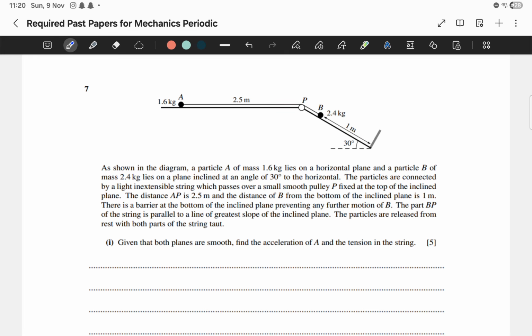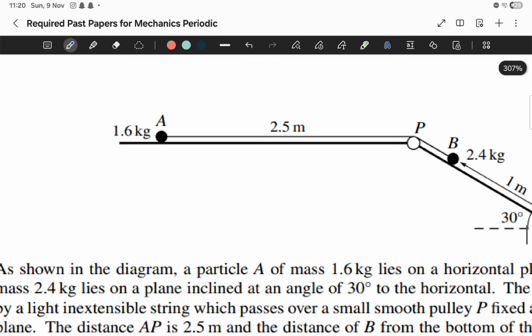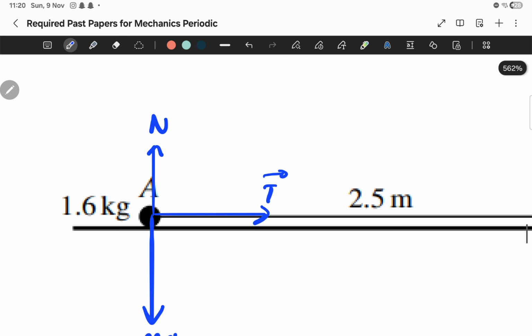So now here you have the weight, which is what, mg. You don't have any other components. Why? Because it's not on an inclined plane. This one tells me a different story, but this is fine. So here I have tension. Here I have my normal reaction. Is there friction?